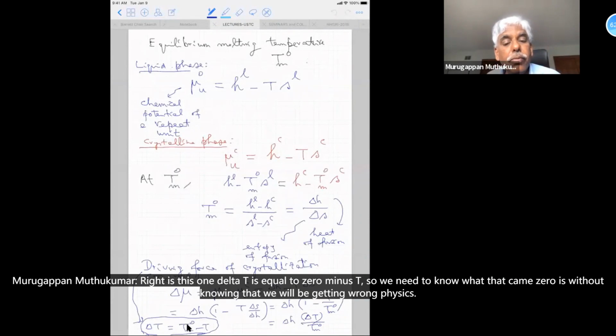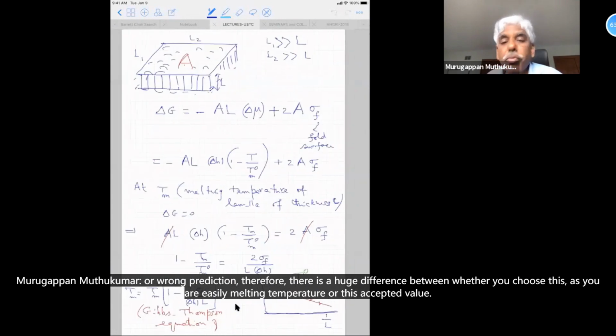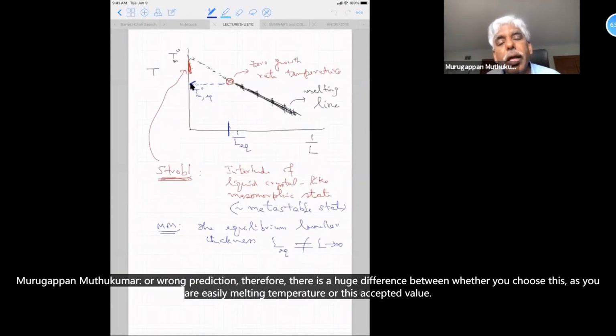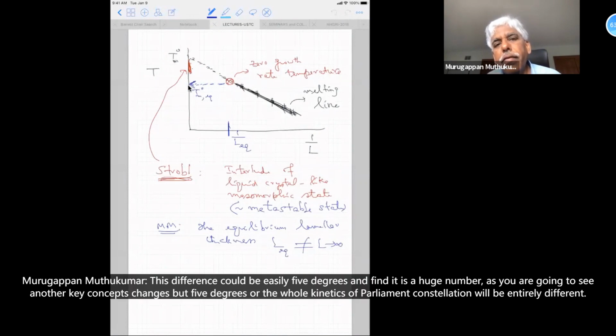Delta T is equal to Tm0 minus T. So we need to know what that Tm0 is. Without knowing that, we will be getting wrong physics or wrong predictions. Therefore, there is a huge difference between whether you choose this as your equilibrium melting temperature or this extrapolated value. This difference could easily be 5 degrees, and 5 degrees is a huge number, as you are going to see. When delta T changes by 5 degrees, the whole kinetics of polymer crystallization would be entirely different.